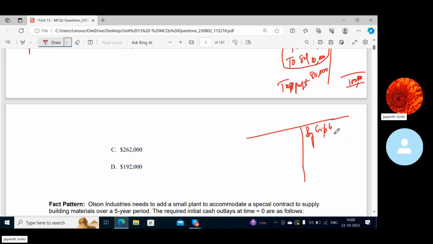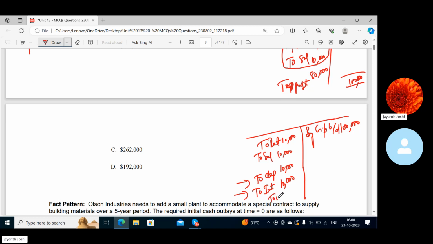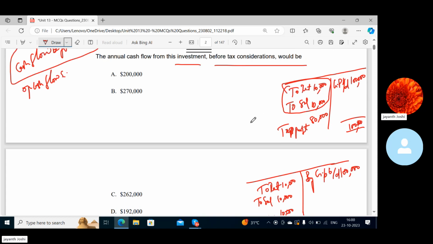Gross profit brought down again 1 lakh. To rent 10,000, to salaries 10,000, to depreciation 10,000, to interest expense 10,000. See, this is a non-operating nature expense. This is the non-cash expense, and your net profit is 60,000, right? Correct? So out of this 1 lakh total, when we remove this 40, we got 60. So we have been given this net profit, but we have to reach operating profit. And from operating profit, we need to get operating cash flows. Are you understanding?